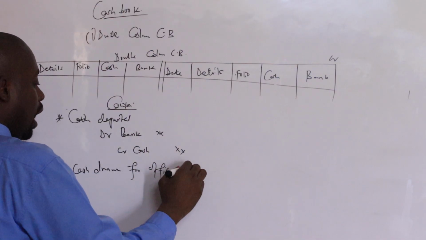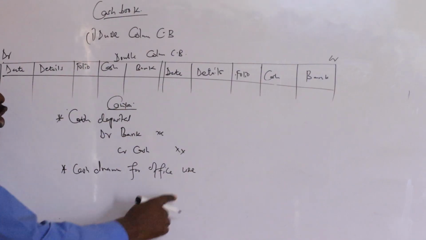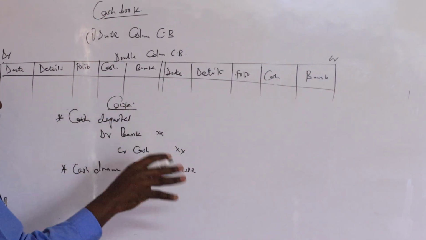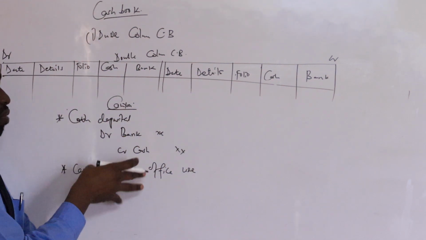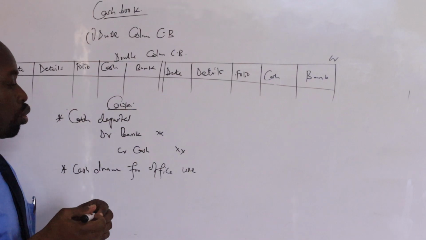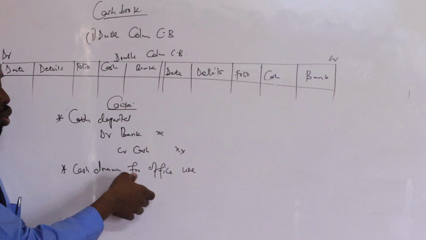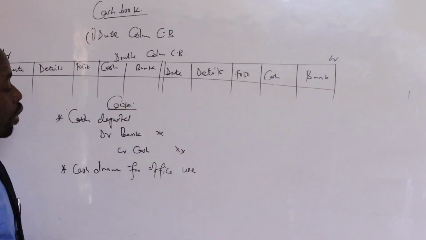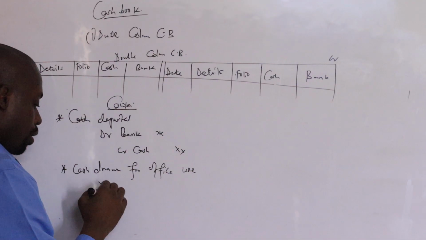Now we can draw cash for personal use. That is, the owner of the business can draw cash for personal use. That one is accounted for as drawings. This one here is money from the bank account to take care of the business operations, not to go to anybody's pocket. We are saying we have got two accounts. We have bank and cash.